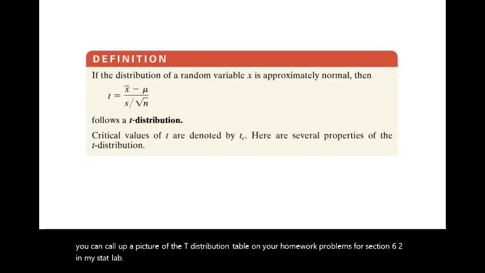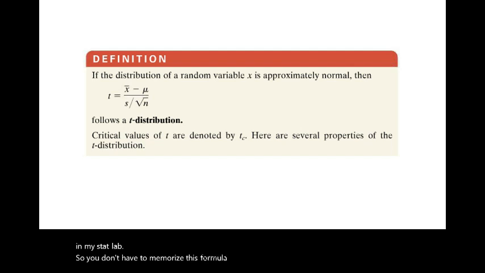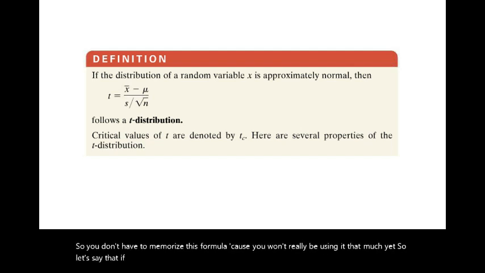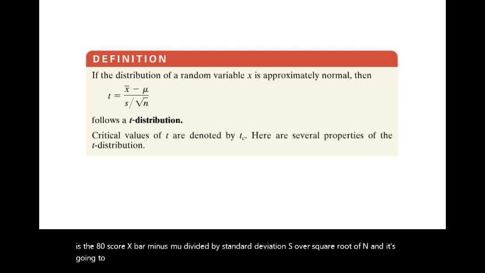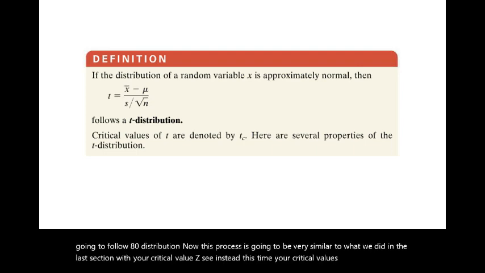You don't have to memorize this formula because you won't really be using it that much yet. So let's say that if the distribution of a random variable x is approximately normal, then this t-score, x bar minus mu divided by s over square root of n, is going to follow a t-distribution. Now this process is going to be very similar to what we did in the last section with your critical value ZC. Instead, this time your critical values of t are denoted by tC.